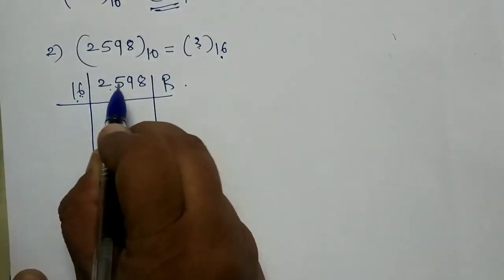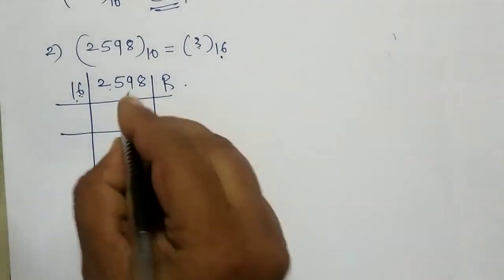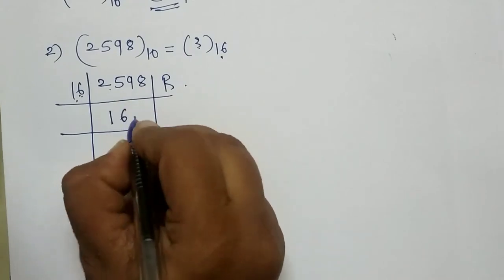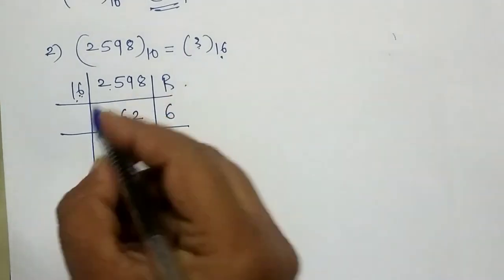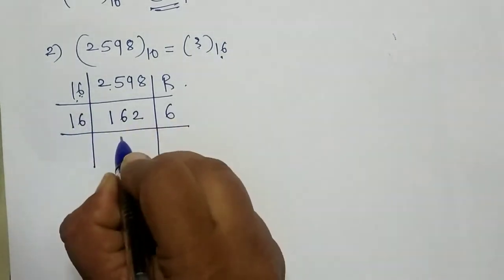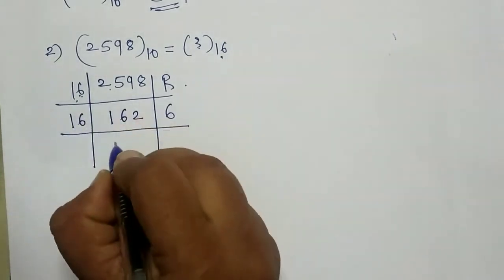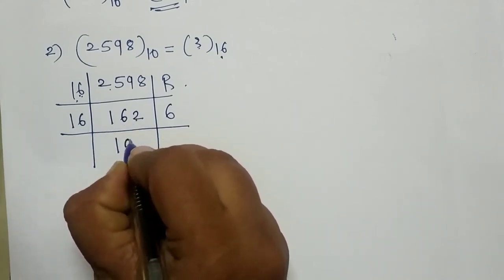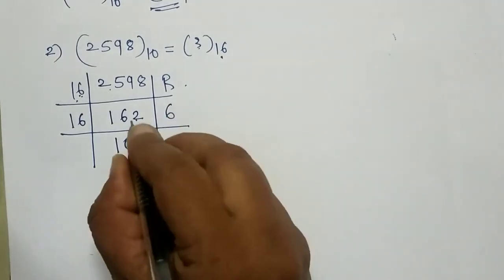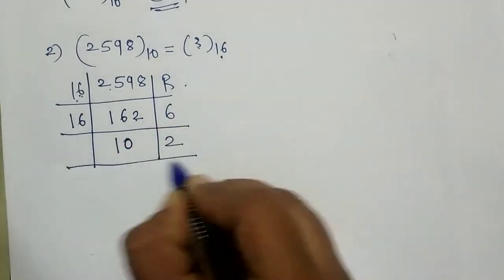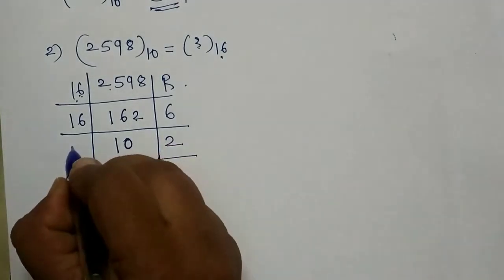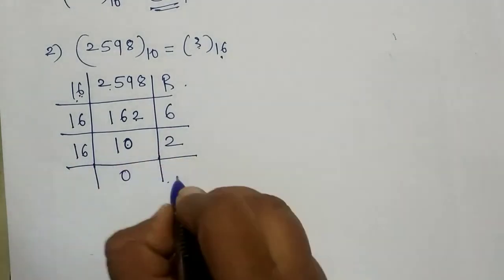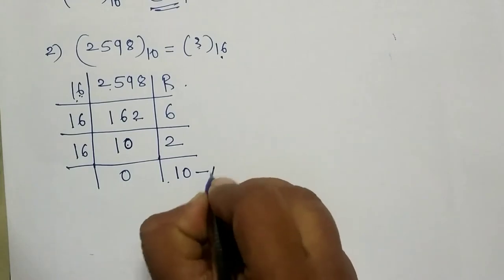So if I divide 2598 by 16, the quotient will be 162 and the remainder is 6. Now the second time, if I divide 162 by 16, the quotient is 10 and the remainder is 2. Now this 10 is less than 16, so it is not divisible by 16. So write down 0 here. Now write down this 10 as it is here. This 10 is nothing but A.